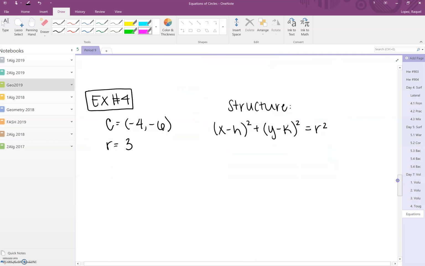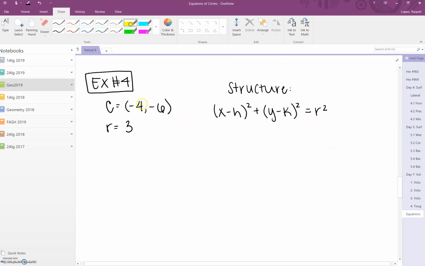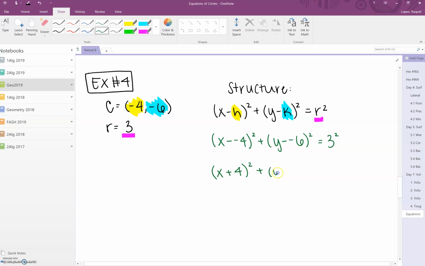Okay, let's do one more like this. This time I've got a center at (-4, -6), and again the -4 is going to go in for h, and our radius is 3. Let's plug those values in. So x minus the x coordinate of the center, -4, plus y minus the y coordinate of the center, -6, and the radius is 3. Then we can simplify. So really the equation of this circle is (x plus 4) squared plus (y plus 6) squared equals 9.